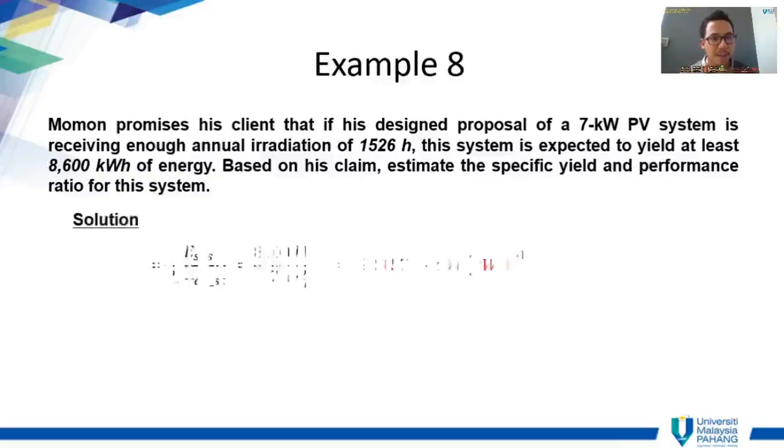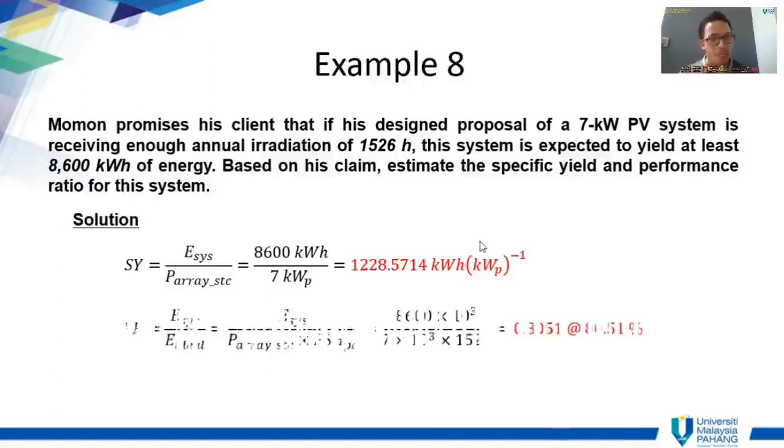Right, simple equation. Just substitute the value of the E system, 8,700 kilowatt hour over 7 kilowatt peak. Then you get the answer for specific yield, 1242.857 kilowatt hour over kilowatt peak. Remember, this is how to write the final answer for the specific yield. The value will be in kilowatt hour over kilowatt peak.